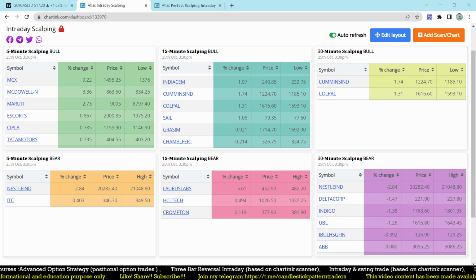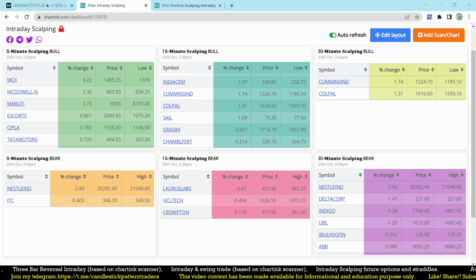In this video, I am going to discuss a trade based on intraday scalping. So here we have two dashboards. One is a normal dashboard and another one is a perfect scalping intraday dashboard. You are asking some questions about the dashboard.